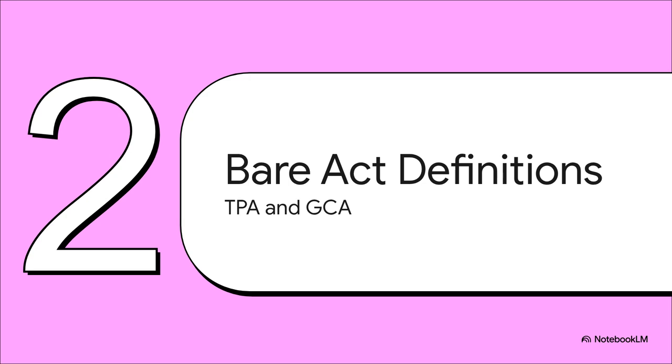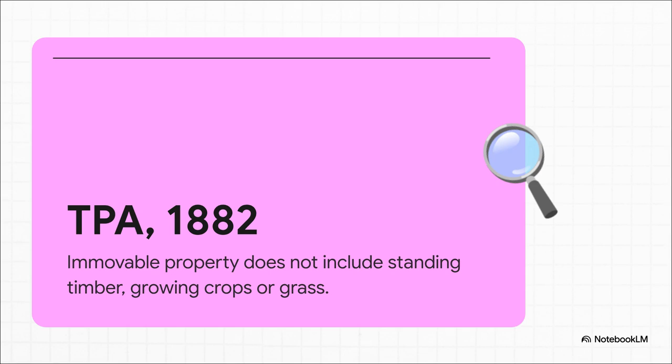Moving on to Section 2, the Bare Act definitions. Precision here is absolutely non-negotiable for a 16-mark answer. The Transfer of Property Act, 1882 states, immovable property does not include standing timber, growing crops, or grass. Now, what's really interesting about this slide is the legal anomaly. The TPA provides a strictly negative definition. Notice that? It doesn't actually tell us what immovable property is, it only dictates what it's not. You absolutely must point out this negative definition to the examiner in your script.